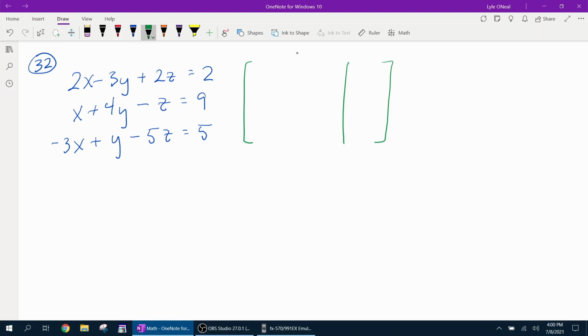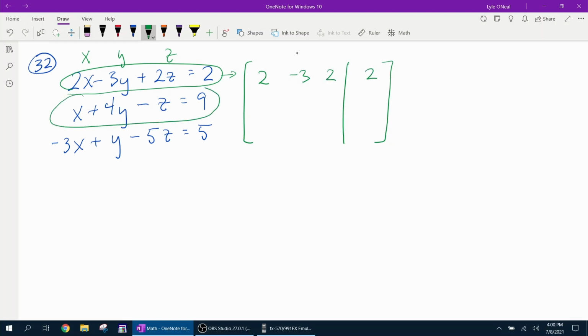And then as long as the variables are lined up, x, y, and z, we can translate each equation into the corresponding row of the matrix. So our first row would be 2, negative 3, 2, and 2. Our next row would be 1, 4, negative 1, 9.